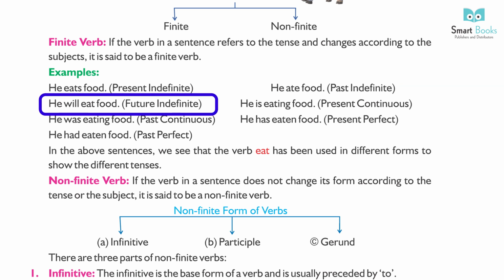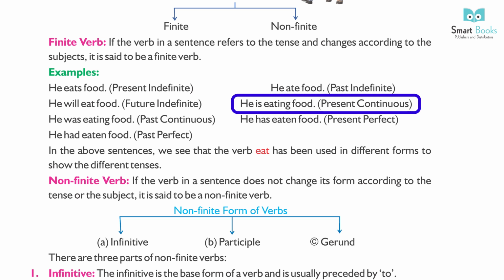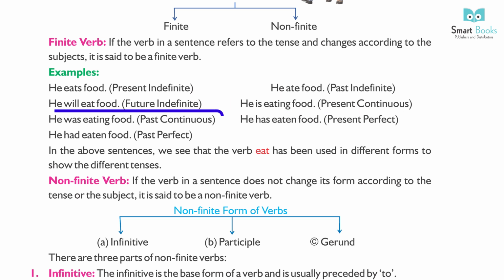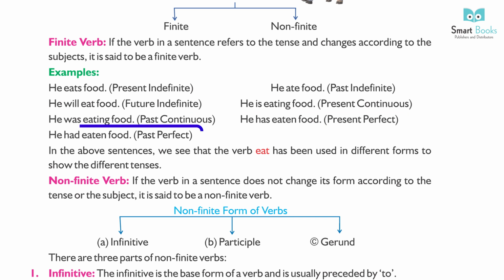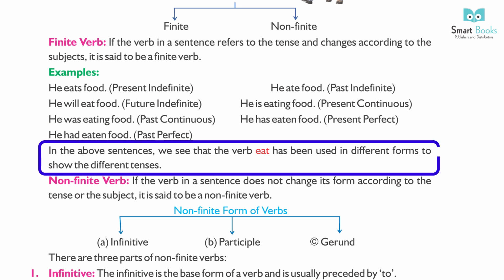He is eating food, present continuous. He was eating food, past continuous. He has eaten food, present perfect. He had eaten food, past perfect. In the above sentences, we see that the verb 'eat' has been used in different forms to show the different tenses.